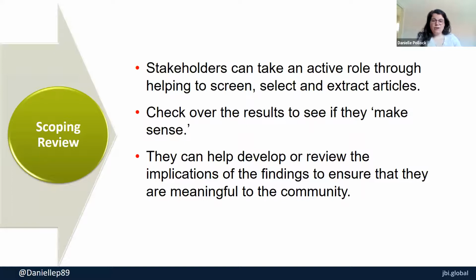In the sense of a scoping review, it can be great when you've mapped all the available data to go, well, this is what's out there, but what is missing? And then having a team of stakeholders go, well, we're missing this and we're missing that, and that actually needs to be a focus. And they can also look at the implications of the findings to ensure that they are meaningful to the community. And remember, that community could be the research community, or it could be those that have a lived experience. It's dependent on your research question.